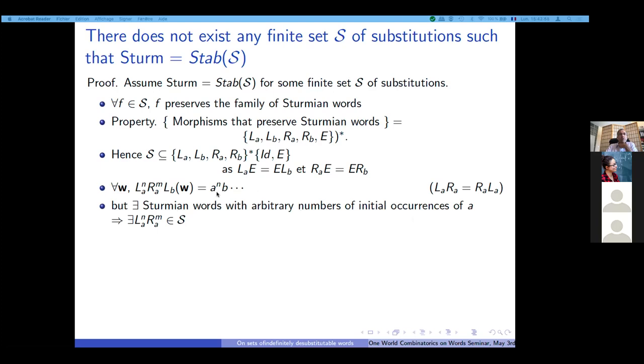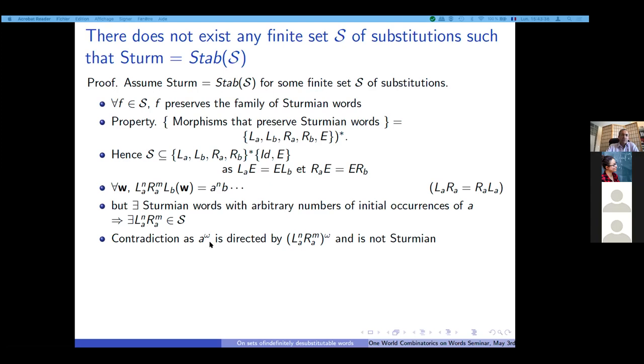And Sturmian words can be decomposed over this set. So in the stable set, we need to have at least one morphism of this form here. But then, since any morphism of this form maps A to A, we will have A to the omega in the stable set, which is not possible, since we have assumed that this stable set is a set of Sturmian words, and this word is not Sturmian because it is periodic.